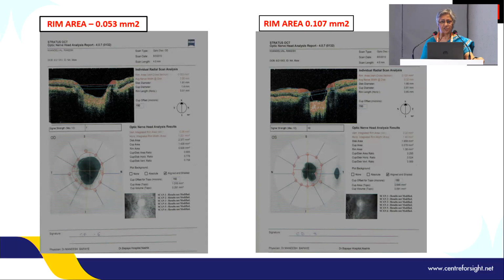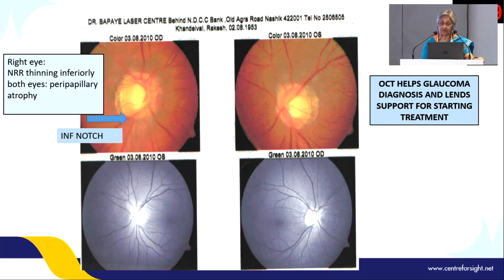Some further information. Have a look at the rim area, right eye and left eye. It is the rim area which is so important, the NRR which we talk about. In the right eye it is only 0.53 millimeter square, whereas the rim area in the left eye is much more, almost double. Therefore, telling us definitely that this patient's rim area is less in the right eye.